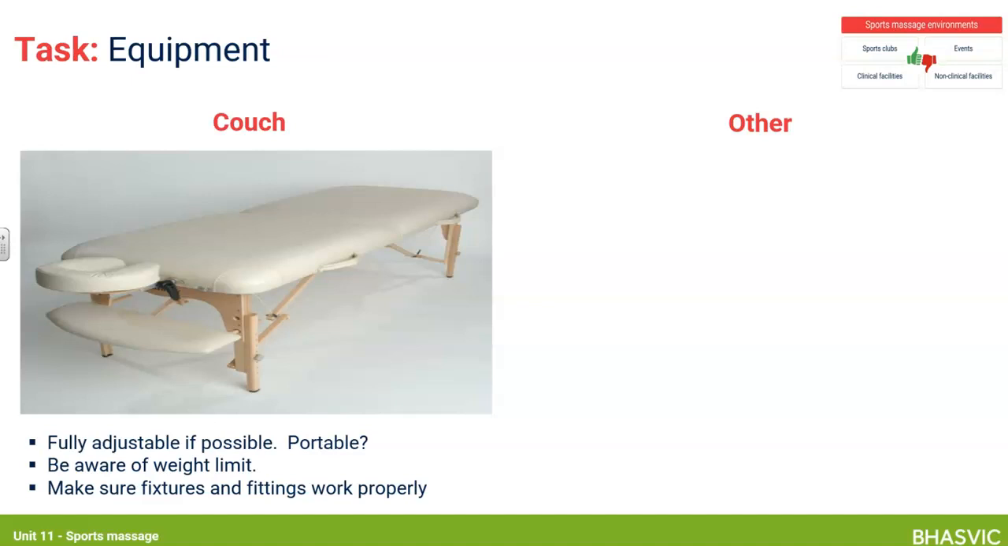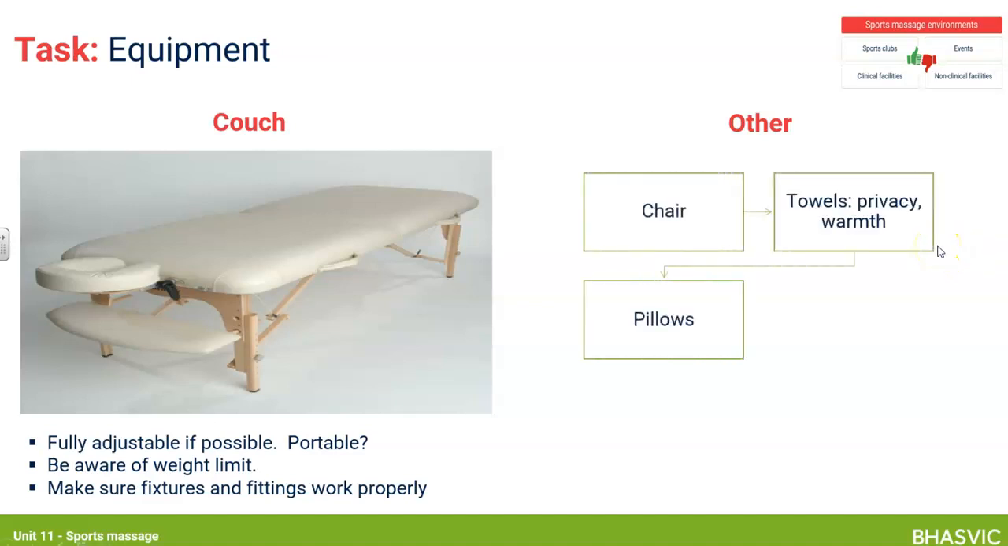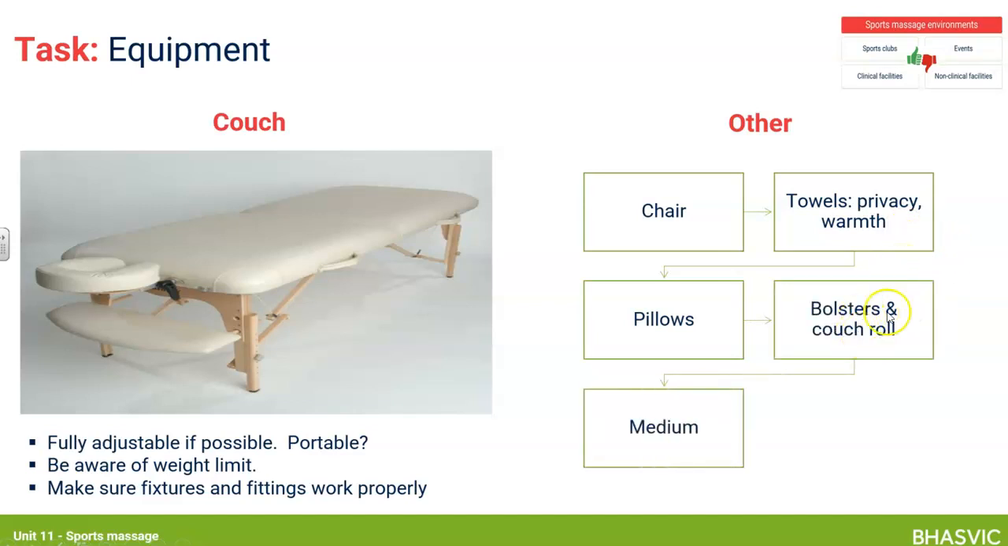You might need to account for that. You don't want to ask somebody to get themselves comfortable and then it can't cope with their weight. Make sure everything is in good working order. It's a pretty basic thing. But also it's things like, having a chair for yourself or them, towels to give them privacy and warmth, pillows, bolsters and couch rolls. So they are other things to help support the client when they're on the couch and to make them comfortable. And making sure that you have the right medium or that they're not allergic to it.